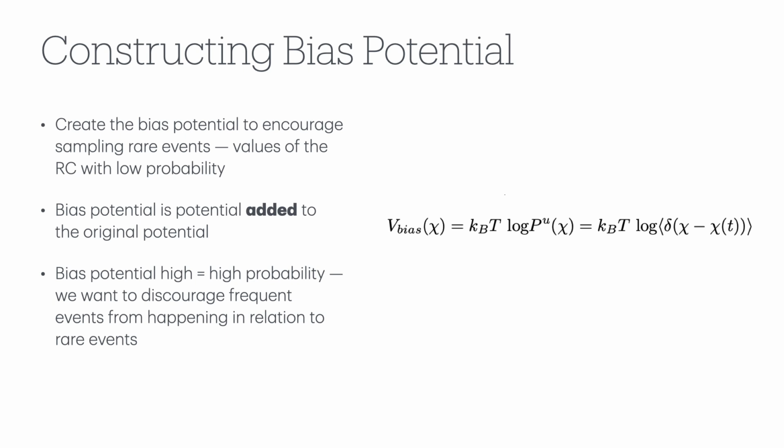So if we look at our equation, V bias of chi, you can see that this is basically some constant times log of P. So if the P of chi is high, so if there's a high probability of this specific reaction coordinate happening, that means we want to bias against it. And that's what we do. We raise it, the V bias will be high, and so we will discourage sampling these frequent events.